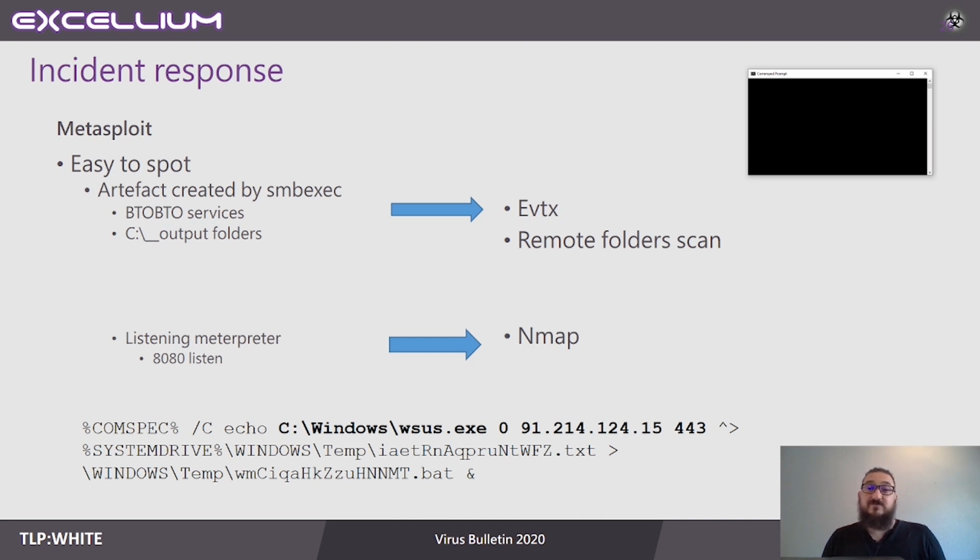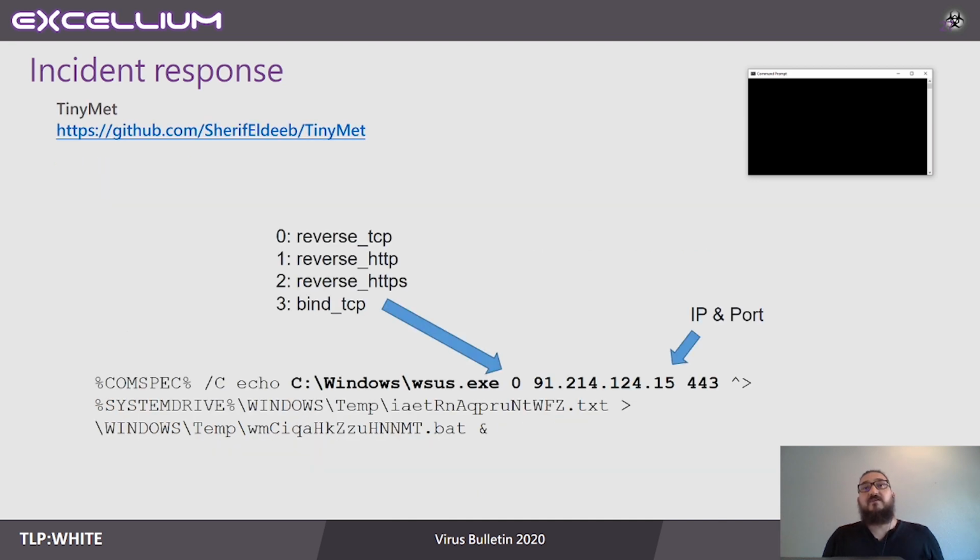TinyMet is quite easy to spot, as you can see there. You have the TinyMet executable, which in this case is wsus.exe. Then the method used for the Meterpreter stager, which in our case was reverse TCP, and the IP and the port of the C2. So it was quite easy to spot that in logs and then in the firewall logs.